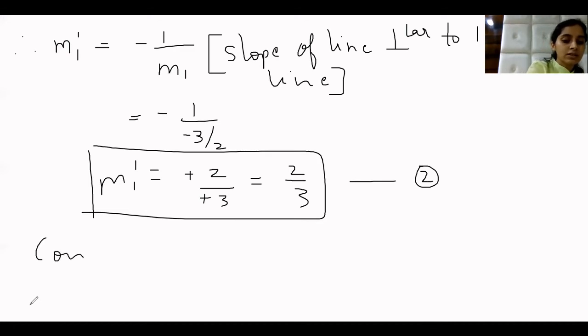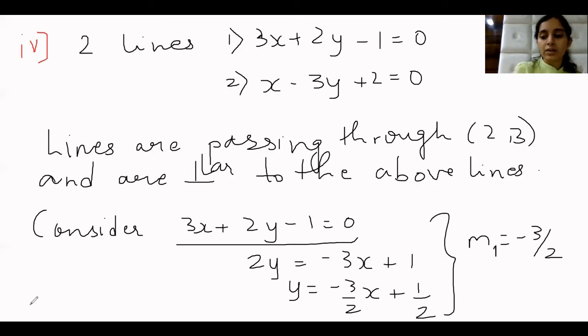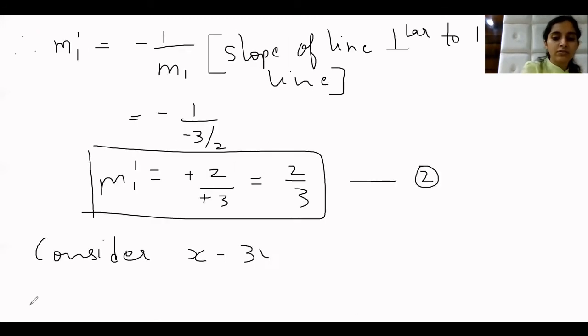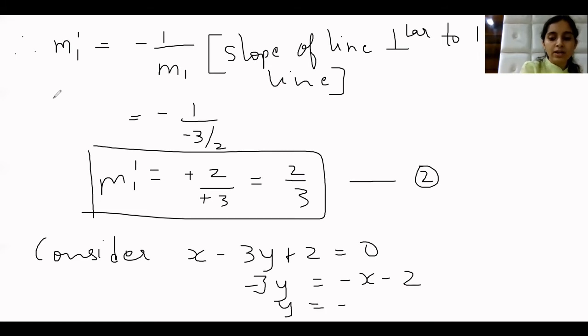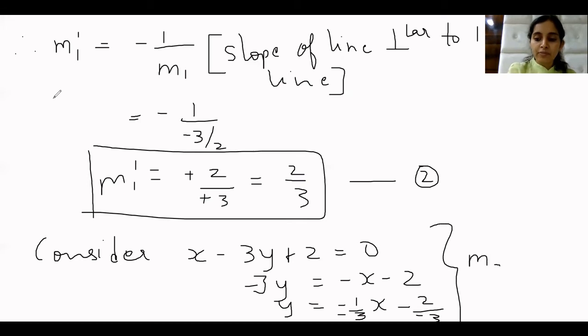So consider the second equation. What is the second equation? x minus 3y plus 2 equal to 0. So we can say minus 3y is equal to minus x minus 2. y is equal to minus 1 upon minus 3 x minus 2 upon minus 3. What is the slope of this line now? m2 is equal to minus 1 upon minus 3, that is 1 upon 3.